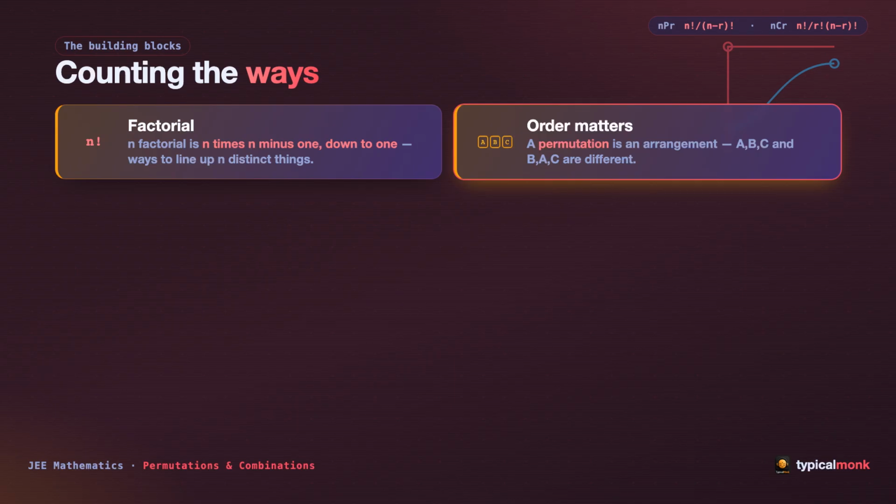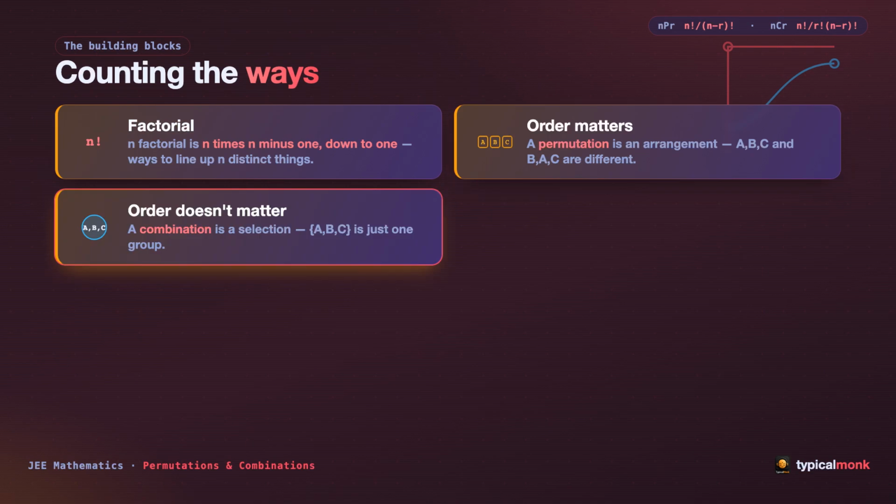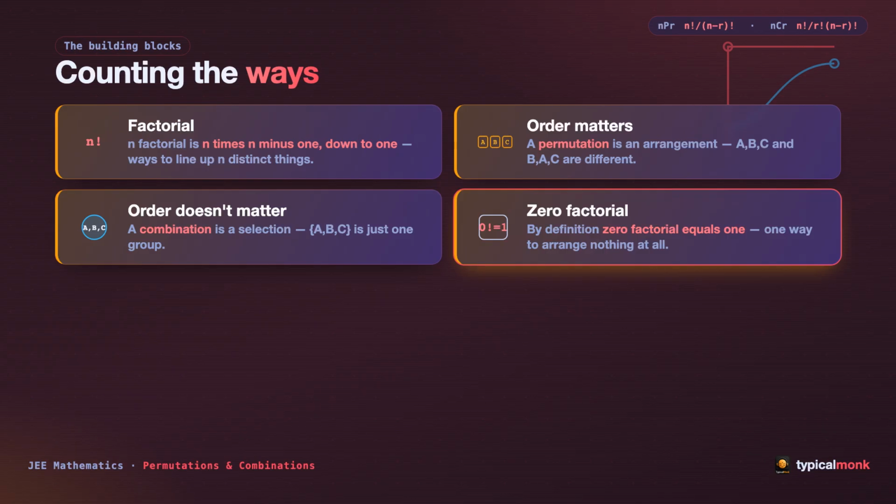Second, the permutation, an arrangement where order matters. A, B, C, and B, A, C count as two different outcomes, even though the letters are the same. Third, the combination, a selection where order does not matter. Choosing A, B, and C as a group is just one outcome, however you say their names. And fourth, a small but favorite JEE fact, 0 factorial equals 1 by definition. There is exactly one way to arrange nothing at all, an empty row, arranged in exactly one way.